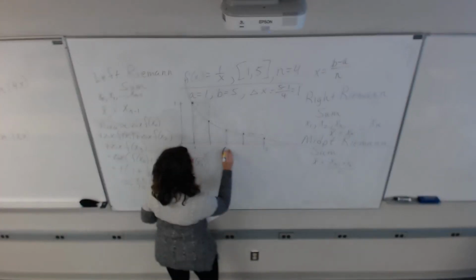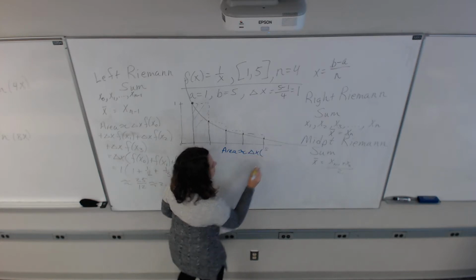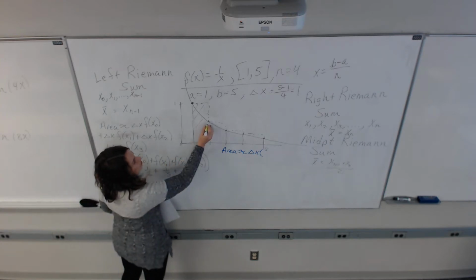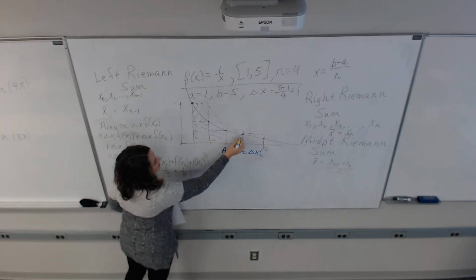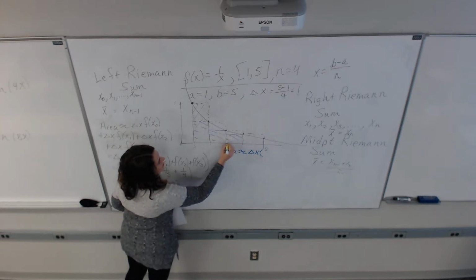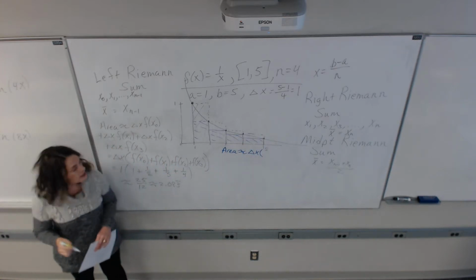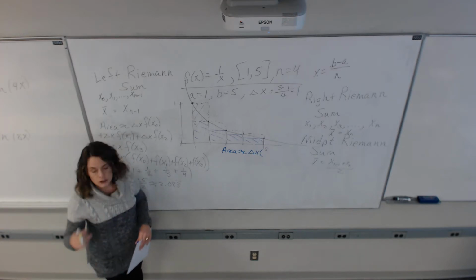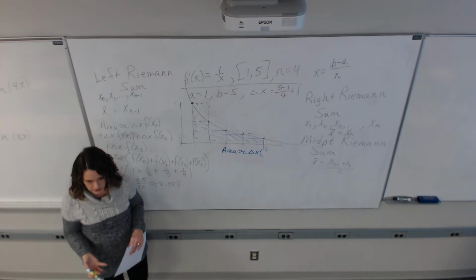Right Riemann sum, we're going to do our area. We're going to factor out the delta x because they're all the same width. But this time I'm going to use the right endpoint to make my box. So it would look kind of like this. Second box would be kind of here. Third box would be here. And the fourth box would be here. Right? Because it is a decreasing function, the right Riemann sum is going to underestimate the area. Does everybody see that? It's going to be an underestimate.